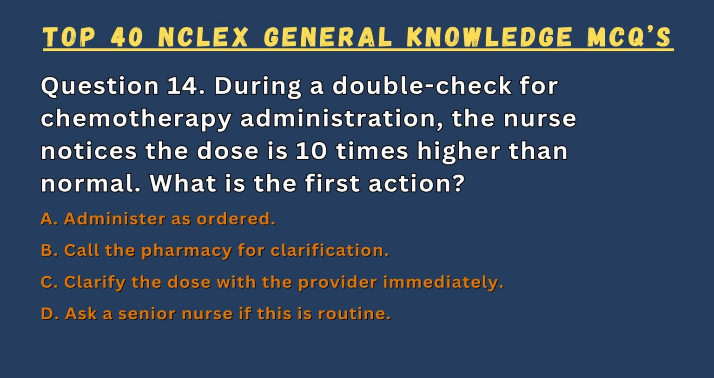Question 14. During a double check for chemotherapy administration, the nurse notices the dose is 10 times higher than normal. What is the first action? A. Administer as ordered. B. Call the pharmacy for clarification. C. Clarify the dose with the provider immediately. D. Ask a senior nurse if this is routine.